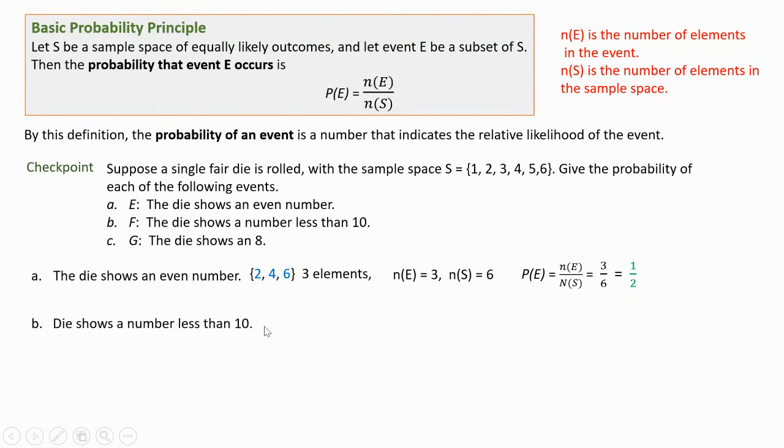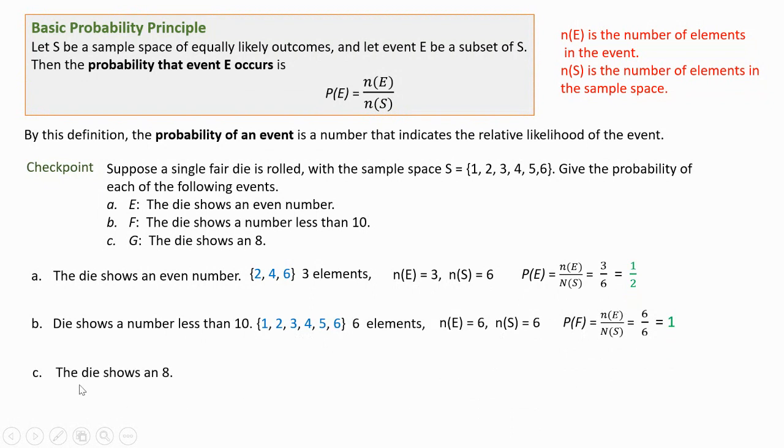The die shows a number less than 10. So that's going to be all the numbers, right? It's going to be 1, 2, 3, 4, 5, 6. That's my sample space. It's 6, so it's going to be 6 over 6, which is equal to 1. The die shows an 8. None, right? So it's going to be 0 elements, so it's going to be 0 over 6, which is equal to 0. Okay, that's how we do these types of problems here.